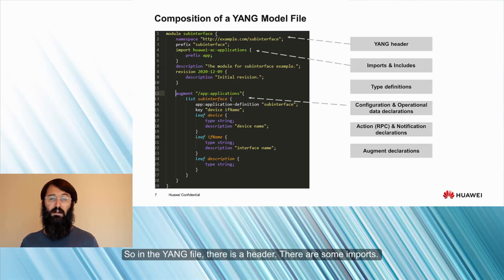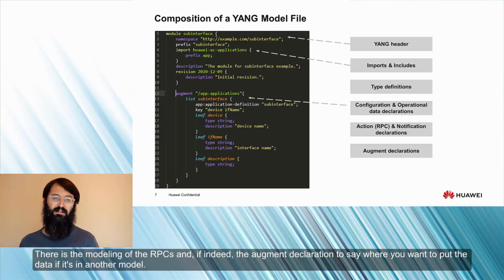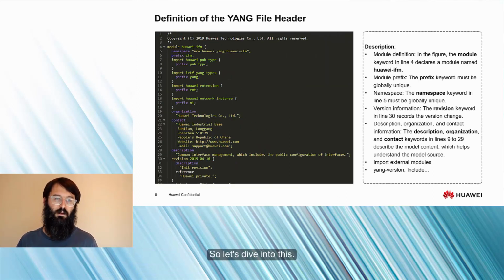So in a Yang file there is a header, there are some imports, there are some definitions of types, then there is the modeling of the data, there is the modeling of the RPC, and if needed, the augment declaration to say where you want to put the data if it's in another model. So let's dive into this.